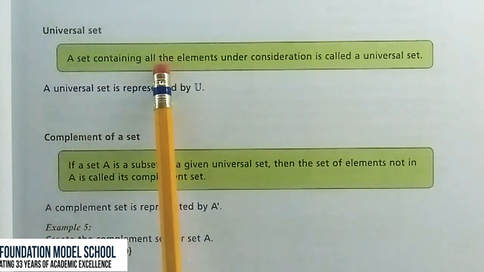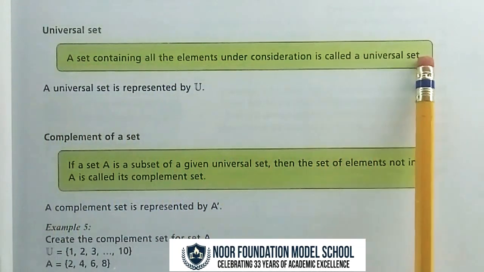Universal set. A set containing all the elements under consideration is called a universal set.